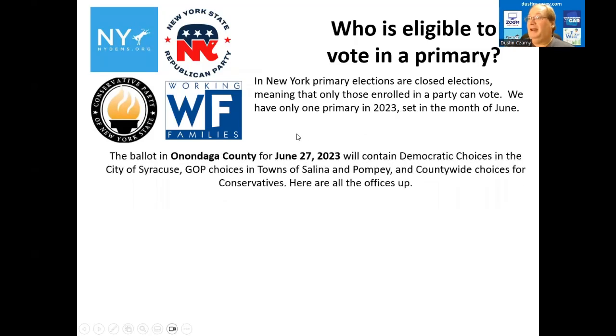The ballot in Onondaga County for June 27, 2023 will contain Democratic choices in the city of Syracuse, GOP choices in the towns of Salina and Pompey, and countywide choices for Conservatives. Here are all the offices up.